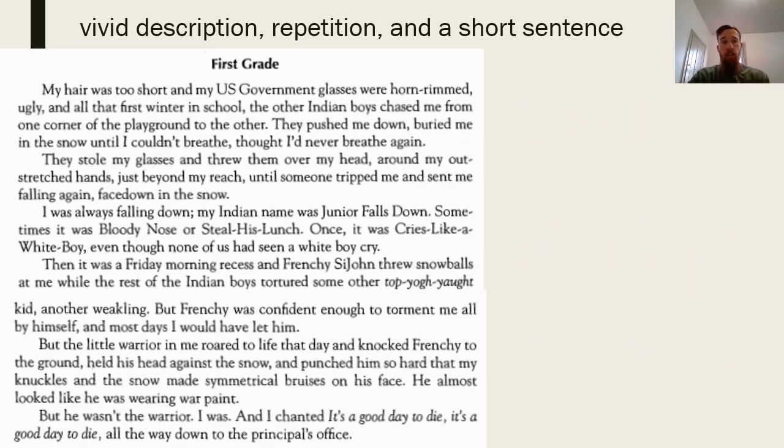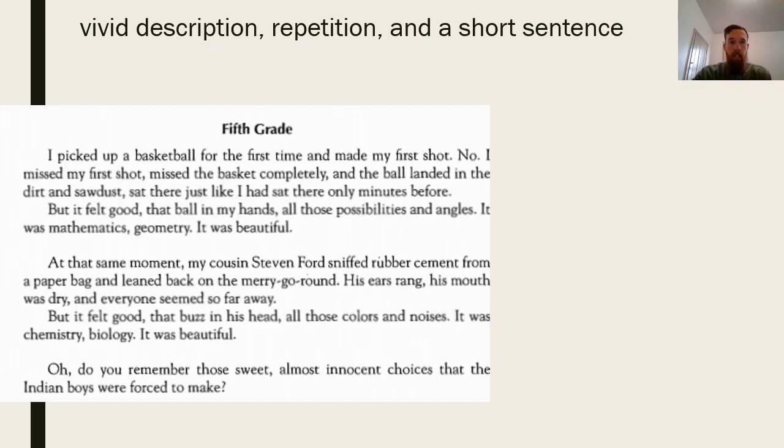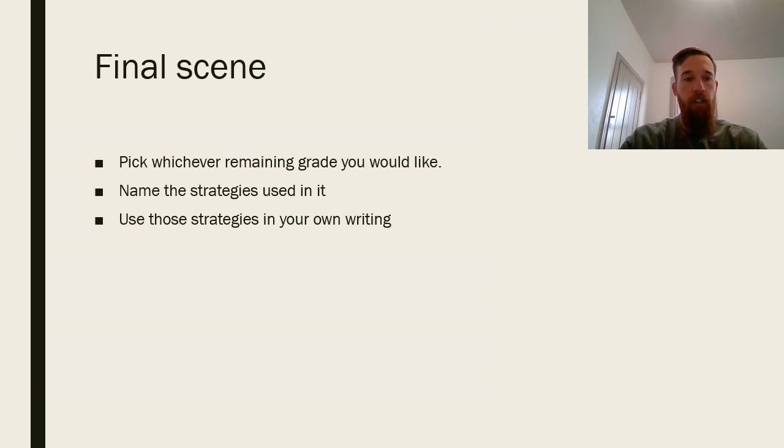So for 1st grade, you're going to be looking at vivid description, repetition, and short sentences. So you will create your own piece of writing, and then you'll submit that with those 3 things in it. And then for the second one, sorry, for 5th grade, it's the ones from the original. If you look back at the front slide, it'll give you those. And then for the final scene, you'll pick whichever remaining grade you would like.